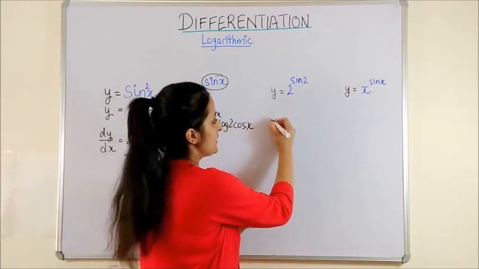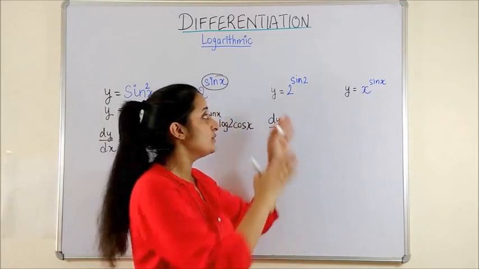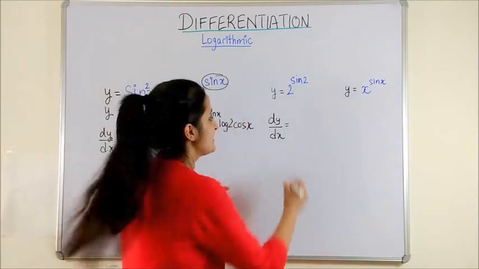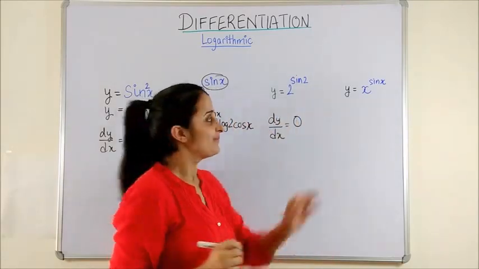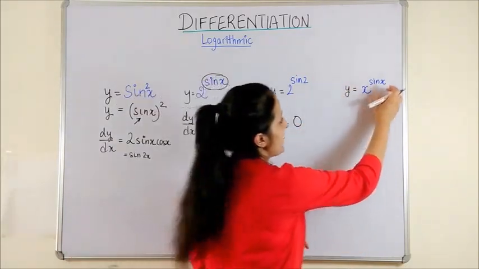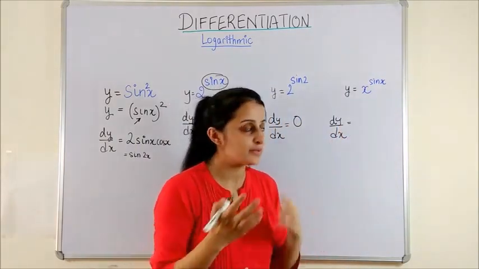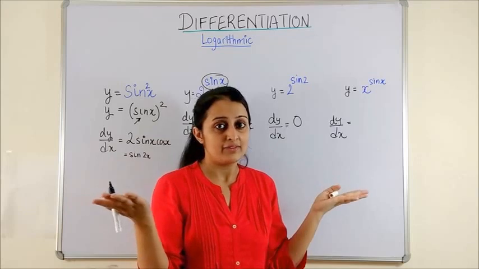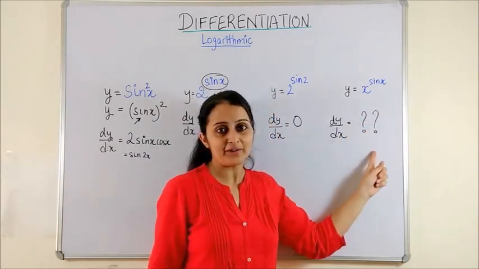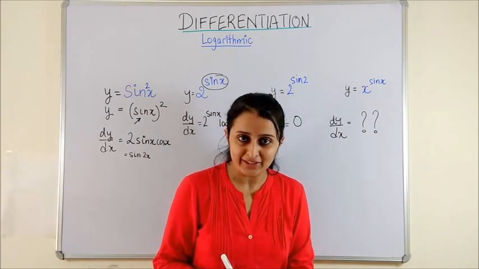Moving further with situation 3, dy by dx is equal to, if you look at it carefully, 2 raised to power sine 2, which is just a constant, so the derivative is 0. Now, moving on to the fourth situation, it is x raised to power sine x, and we get the derivative of y with respect to x as, I don't know. Now, to figure out this question mark, let's go further and explore our logarithmic differentiation.